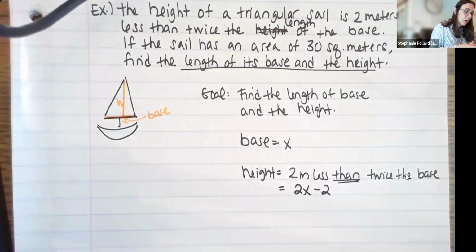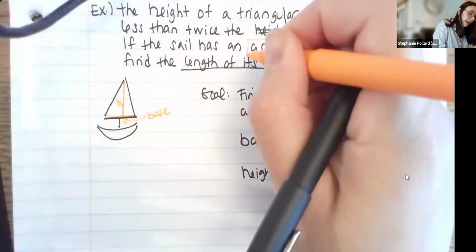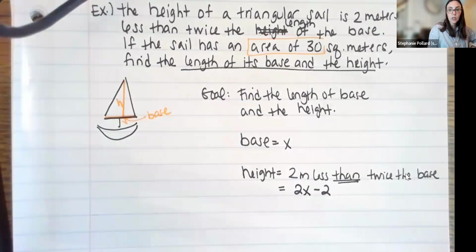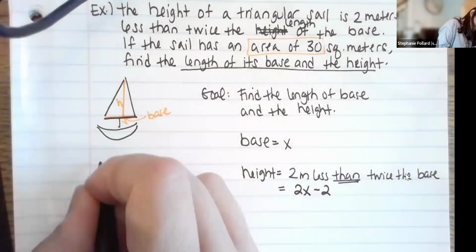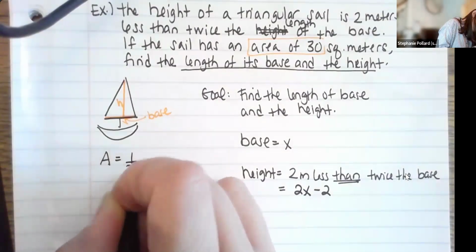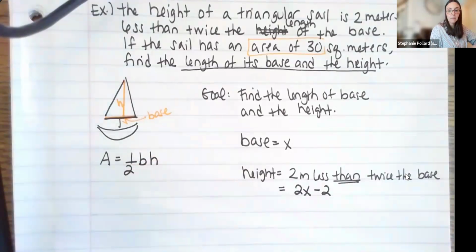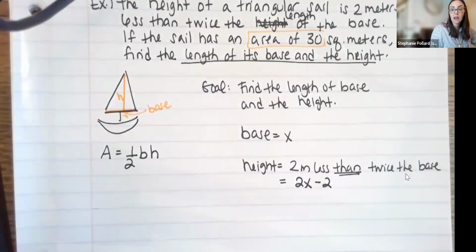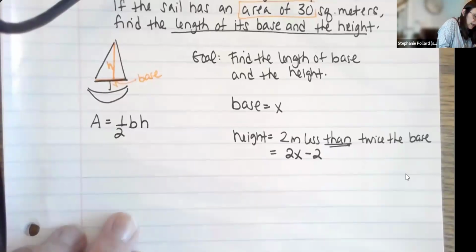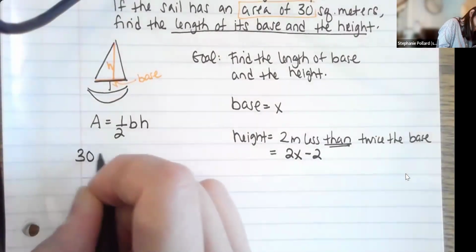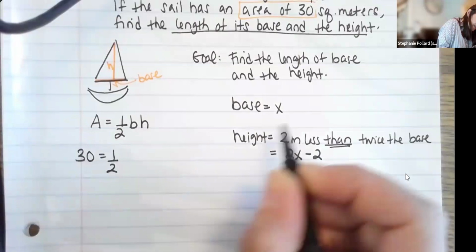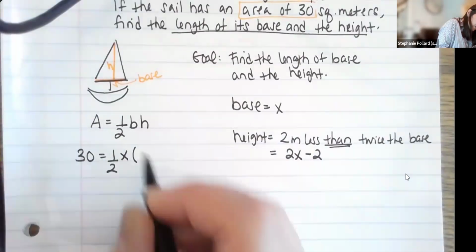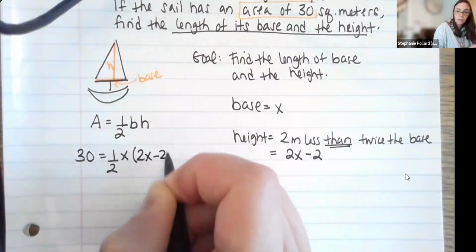The other thing I know is I know the area is 30 square meters. Now, if you don't remember, the area of a triangle is 1/2 the base times the height. So I'm going to use that to help me set up my equation here. So my area is 30, 1/2. My base is x, and the height is going to be 2x minus 2.